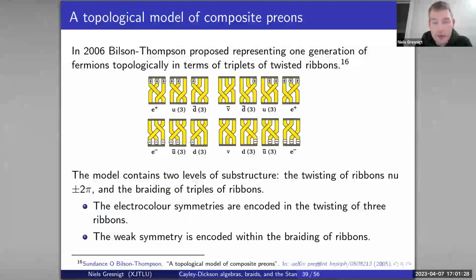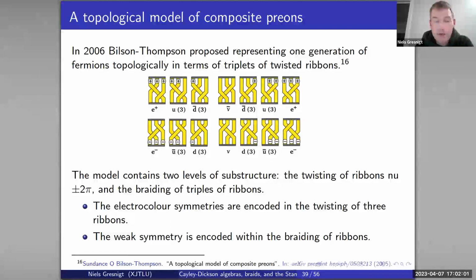And in this case, then the electric charge is encoded by the twisting of the ribbons. So a 2 pi twist on one of the ribbons would be a charge of a third. And the electrocolor symmetries would be encoded by the permutation of those charges. So for example, if you look at the anti-down quark, then you would see there's one plus on one of the ribbons. And so you have three choices for which ribbon you would put that plus on. So that would be the idea that would give you color.